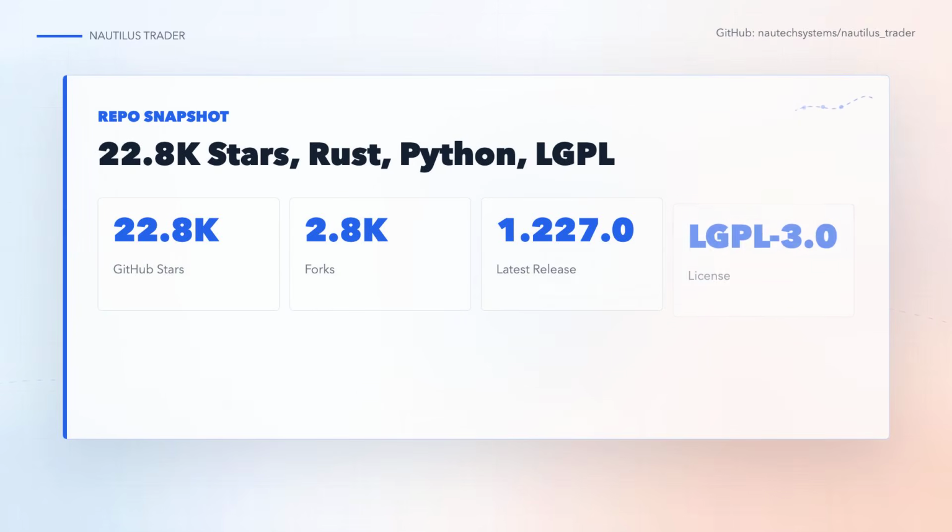The repo is already large enough to treat as infrastructure. As of May 19, 2026, NautilusTrader has 22.8K GitHub stars, 2.8K forks, and a latest release tagged version 1.227.0, published on May 18th. The license is LGPL 3.0, and the codebase is dominated by Rust and Python. That mix says a lot about the project. Fast core, flexible control plane.